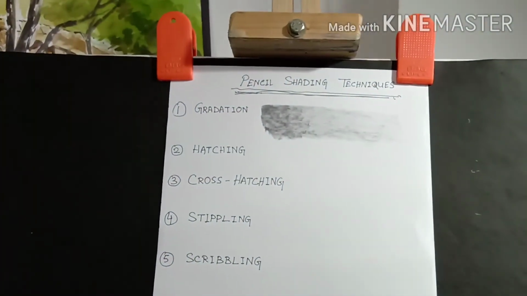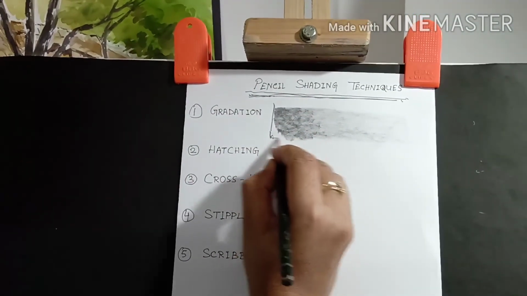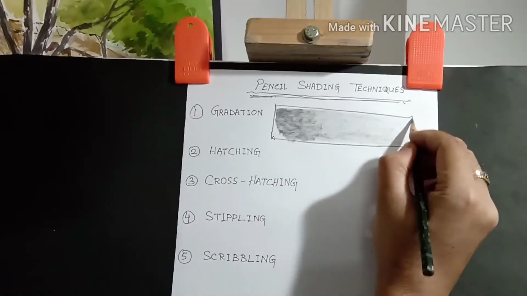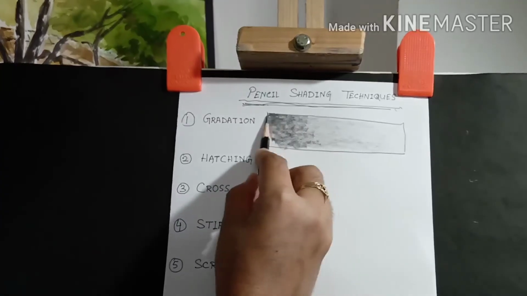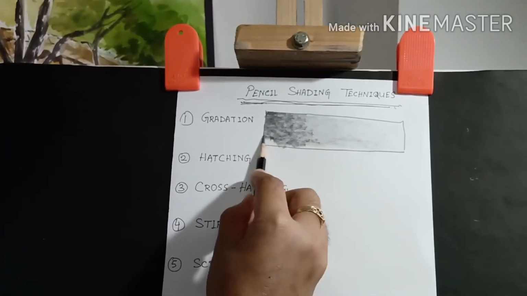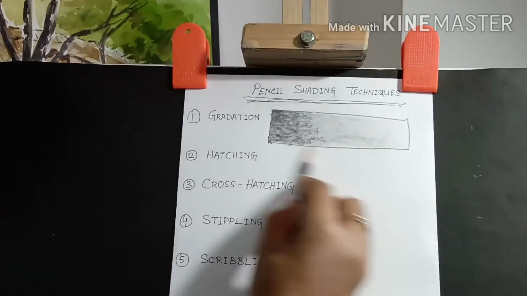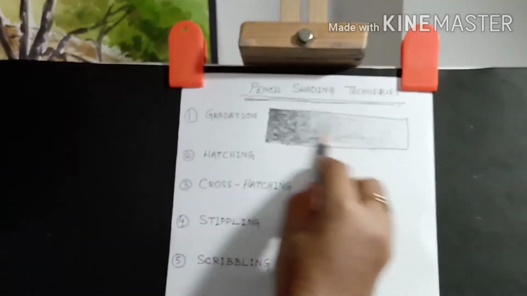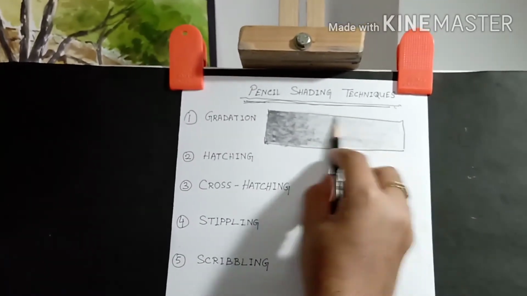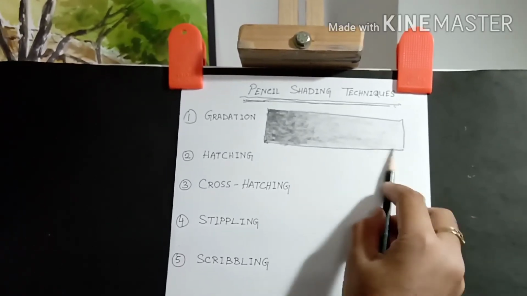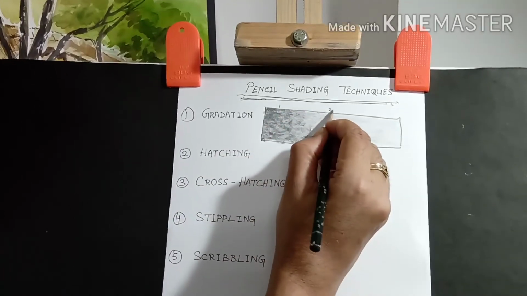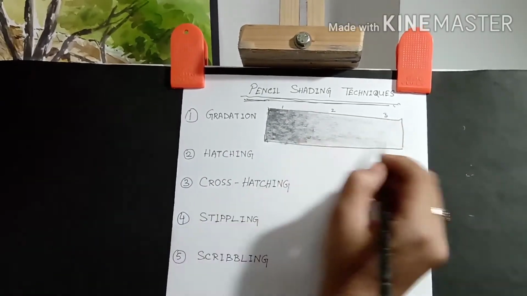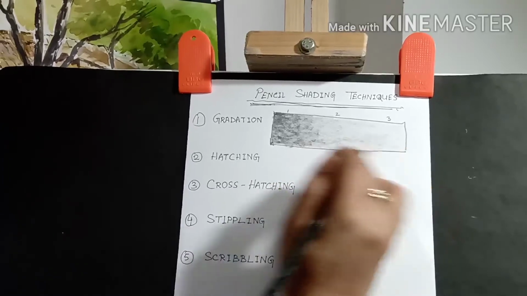Okay, now in this you can see the shading has 3 tones: dark, medium and light. Always you have to follow dark, medium and light. These 3 tones we use for shading.